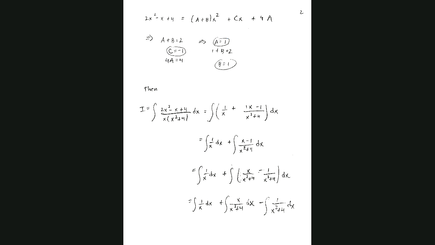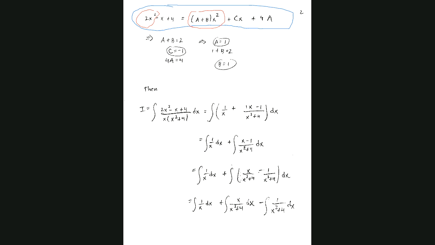So here's the equation, and I want to determine A, B, and C. Do you agree that for the equation to be true, the 2x squared term on the left here would have to be equal to a plus b times x squared? Do you agree that they'd have to match? Okay, therefore a plus b equals 2.